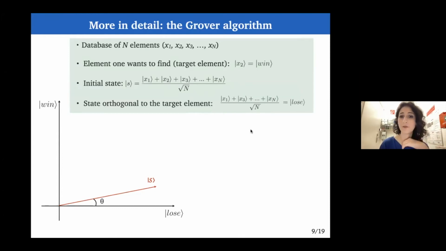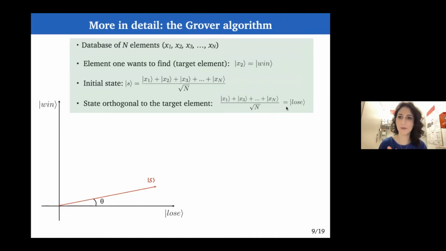You can also write down the state orthogonal to the target element. In this case, the state that is orthogonal to x2 is basically all the states but x2. So this state does not contain x2. And here you can identify this superposition with the loose state, right? Because it contains all the states that you don't want to find.